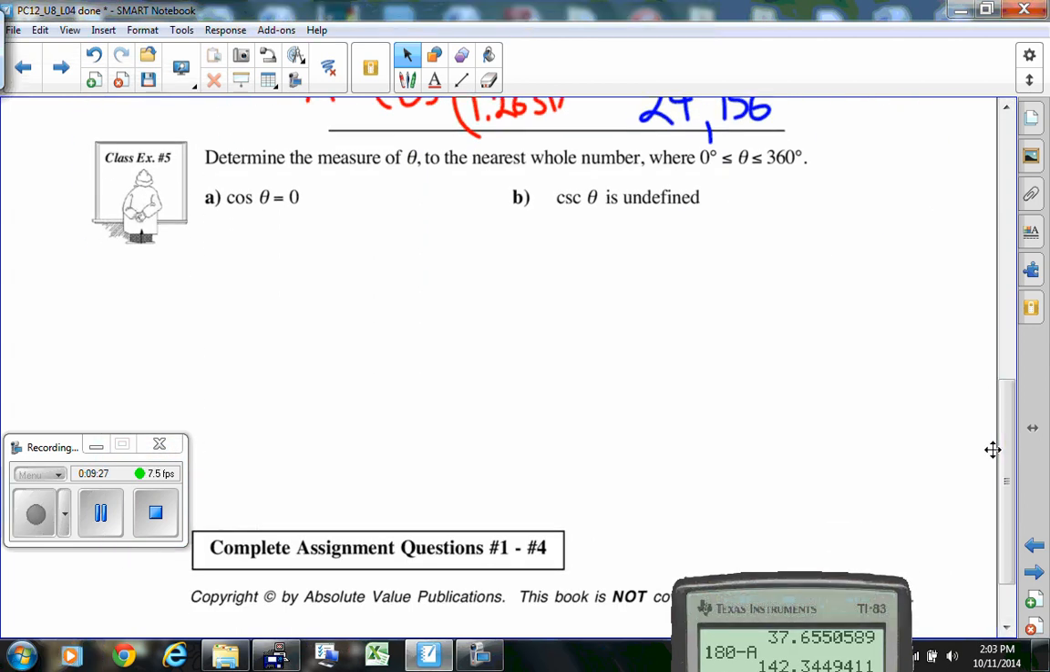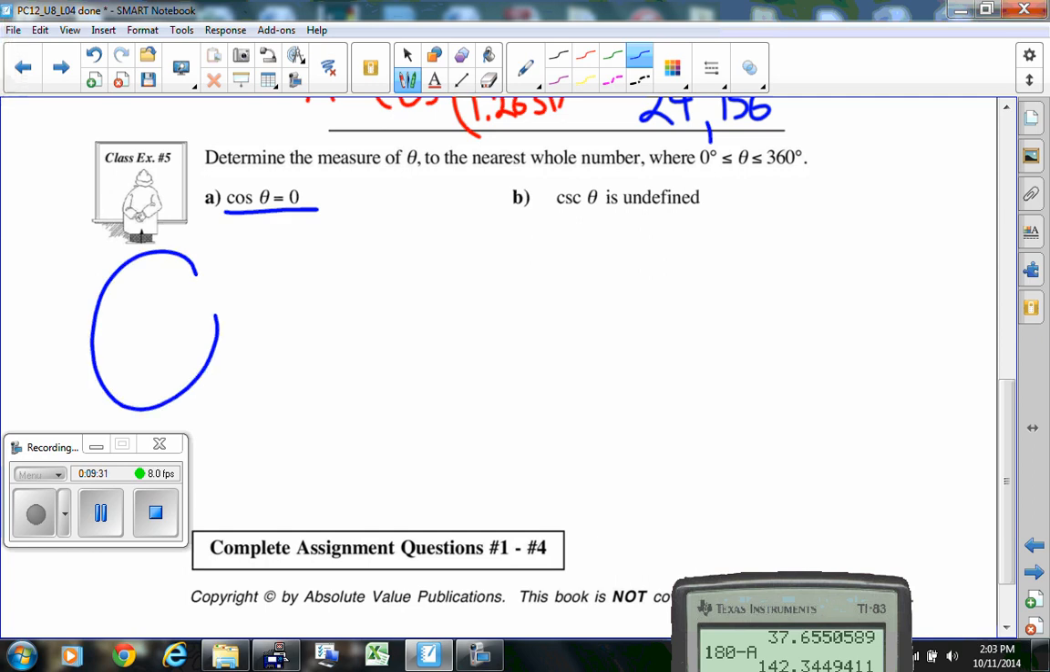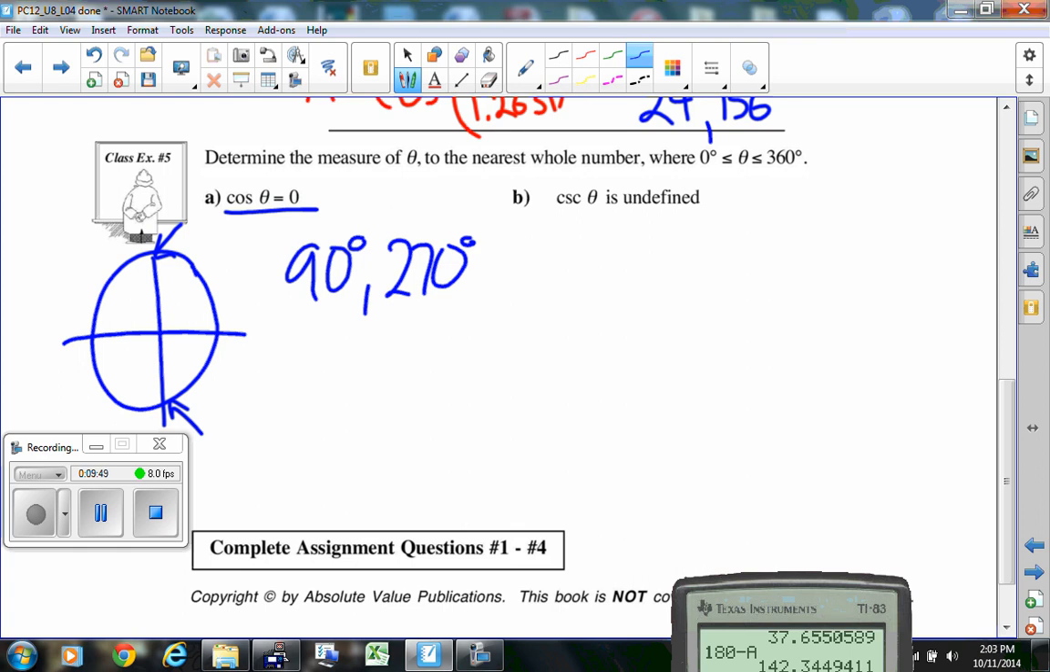Cosine of 0, this is kind of a unit circle-y thing. You could type it into your calculator, but it'll still only give you the one value. My cosine equals 0 when x equals 0. That's going to happen right there and right there. So this is going to be 90 degrees and 270 degrees. If I really wanted to check that out, I could just run that through on my calculator.